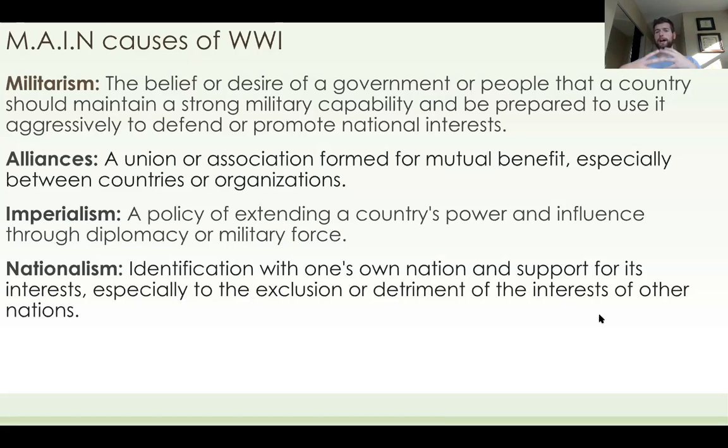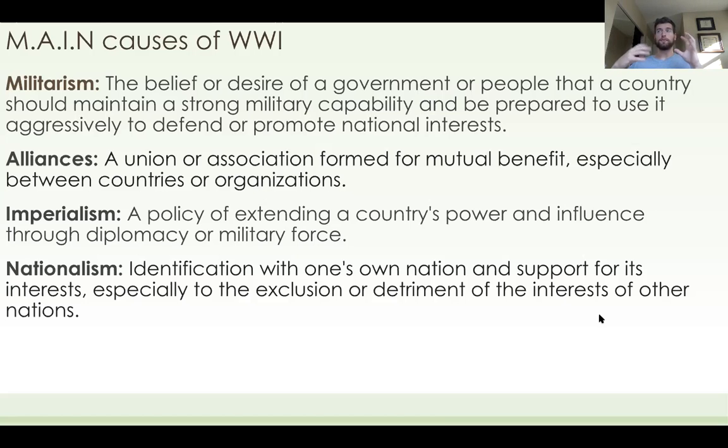Militarism is the belief or desire of a government or people that a country should maintain a strong military capability and be prepared to use it aggressively to defend or promote national interests. The idea is that it's good to have a strong military because then you can kind of do whatever you want, right? It's always good to be ready to fight. So that was one thing.